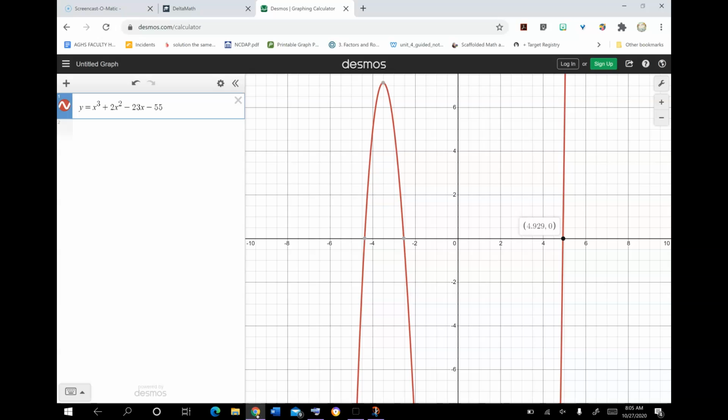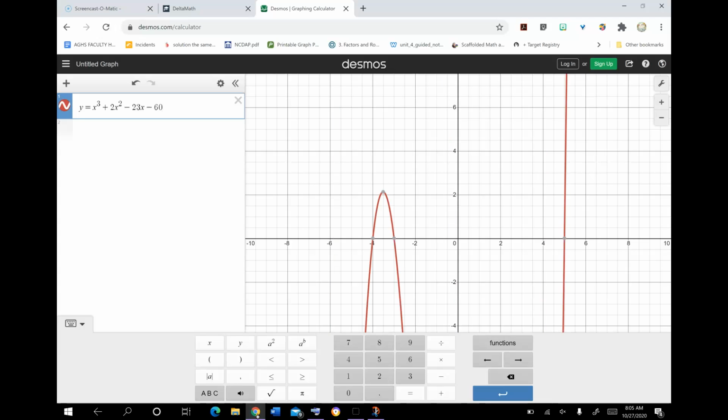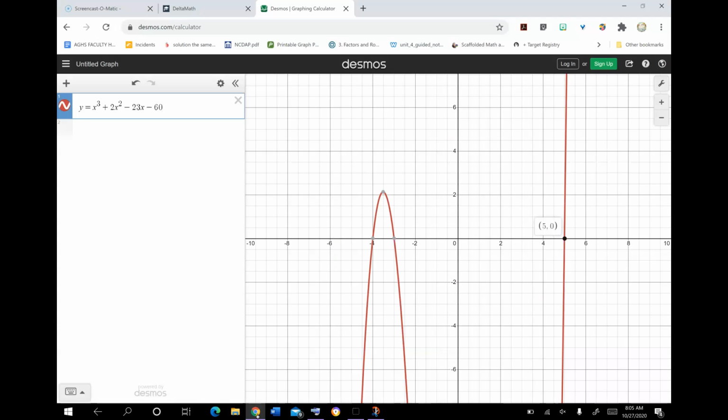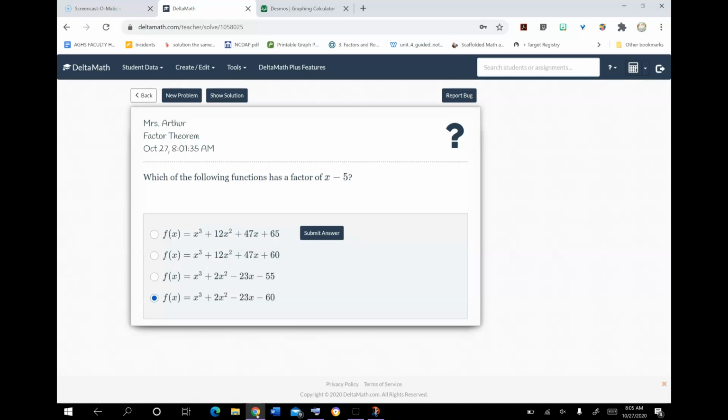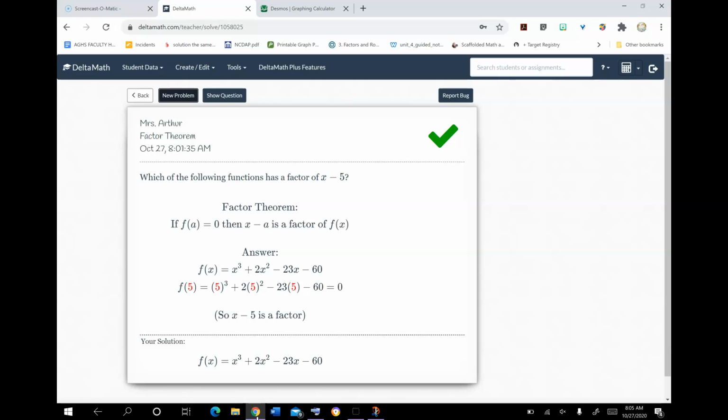Always check the last one because you could have made a mistake. So this is going to be a minus 60 instead of minus 55. And look there, it crosses at 5. So my answer would be the last one. In order to be a factor, it must cross. But this one also shows you that when you plug 5 in, see how it gives you 0? That's another way you could have checked it.